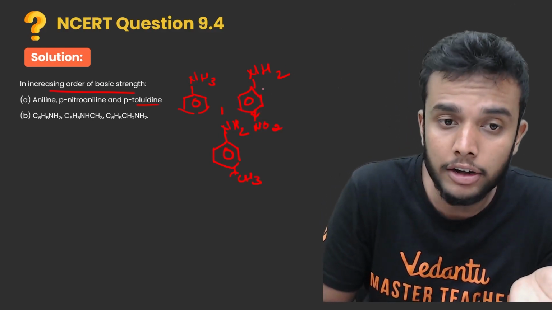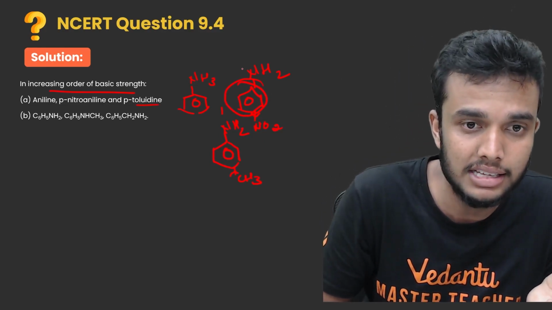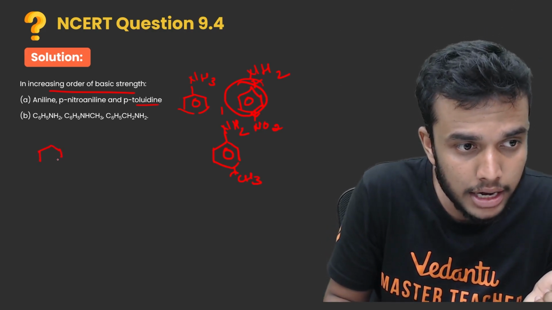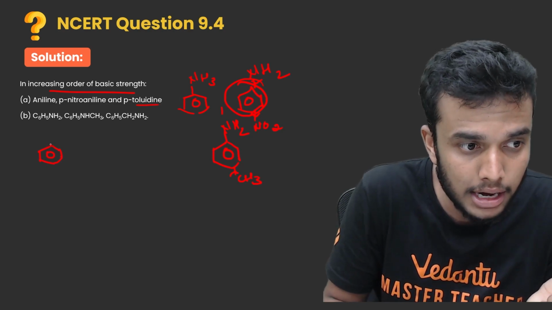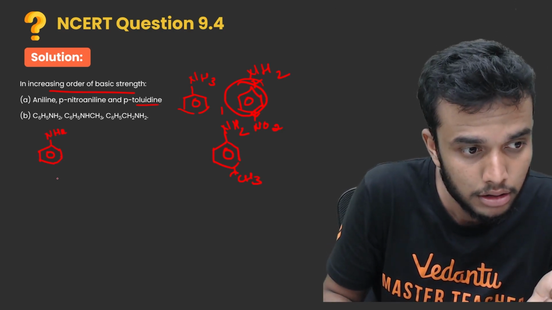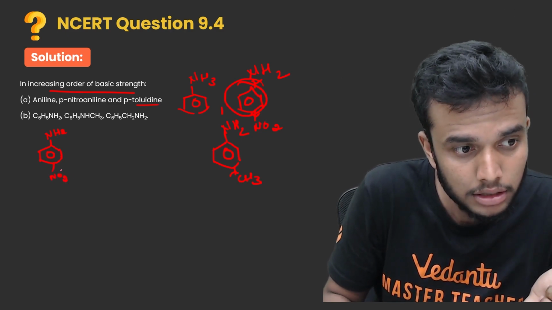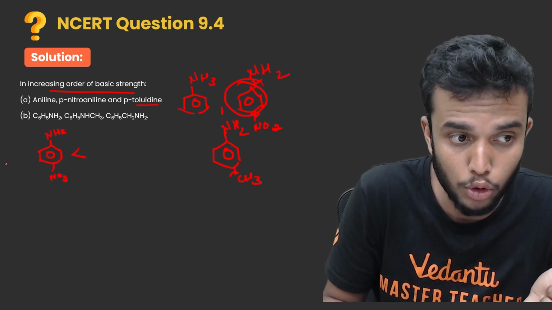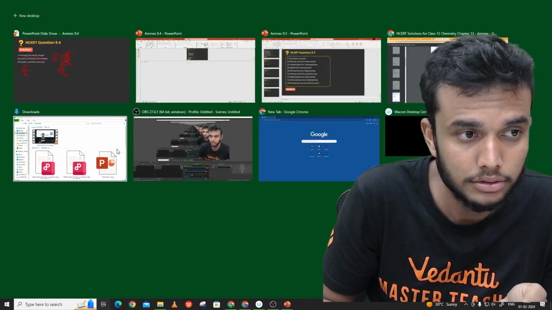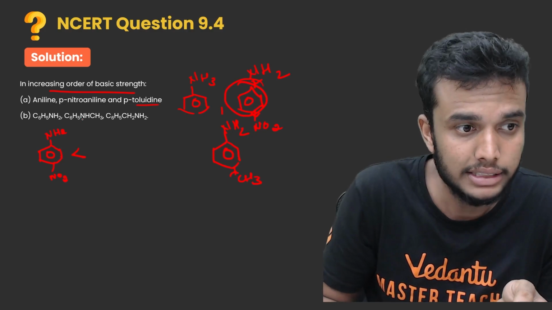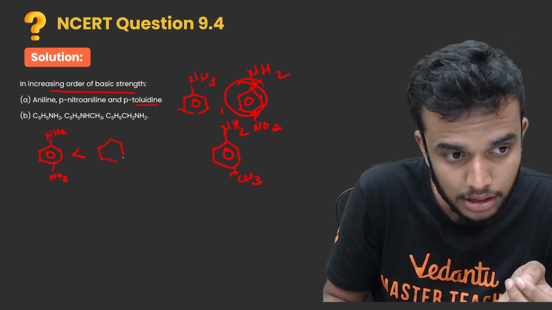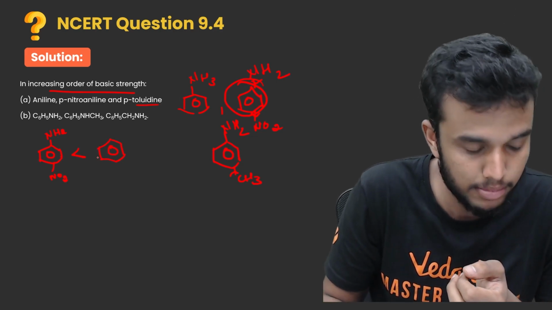It withdraws the electron from this benzene ring, this N also, right? That's why the first one is para-nitroaniline. It has low basic strength. Then the next one, the second one, has high basic strength. Why? Because its pKb value is lower. In the second one, aniline comes, right?